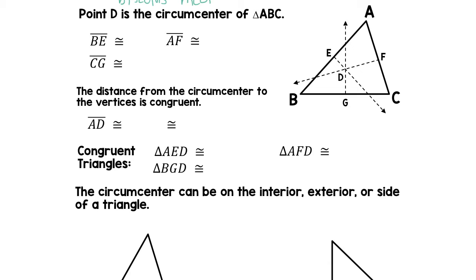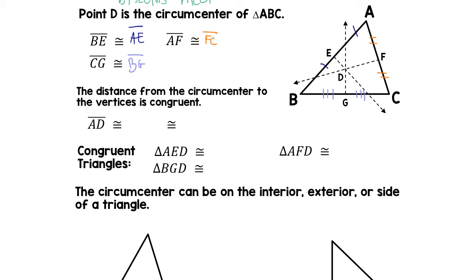That means that segment BE is congruent to line segment AE. That little bar on there means line segment, by the way. So those two are congruent. We know that segment AF is congruent to segment FC, and segment CG is congruent to segment BG.